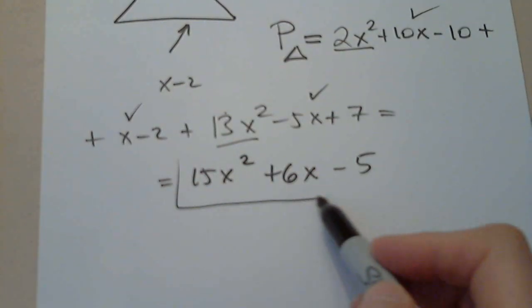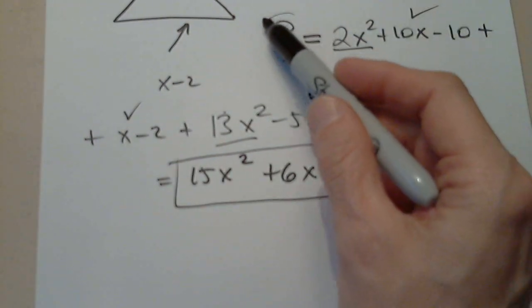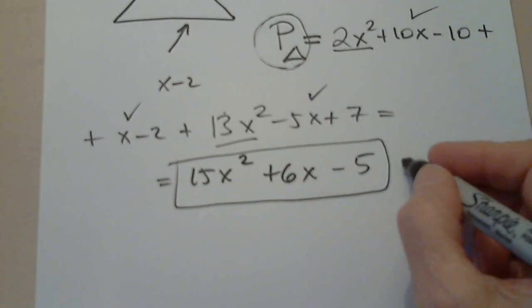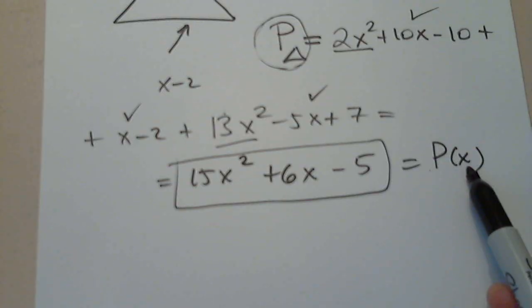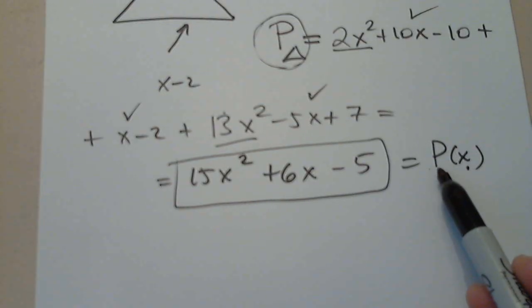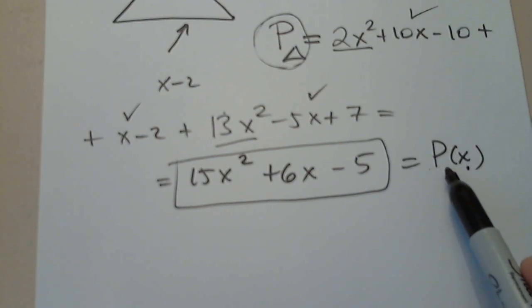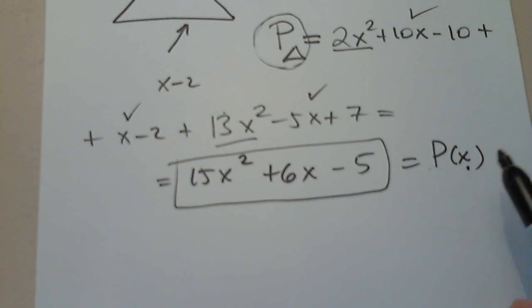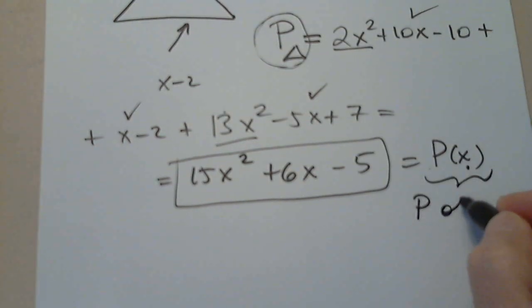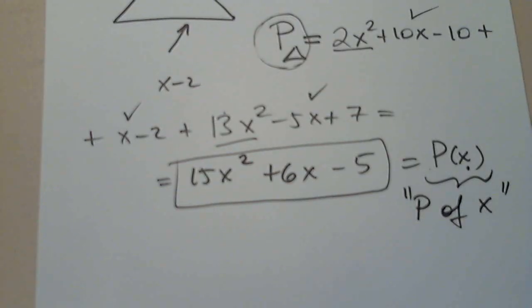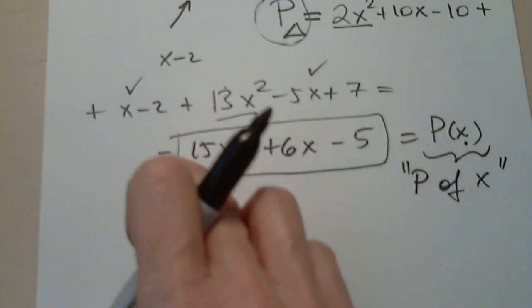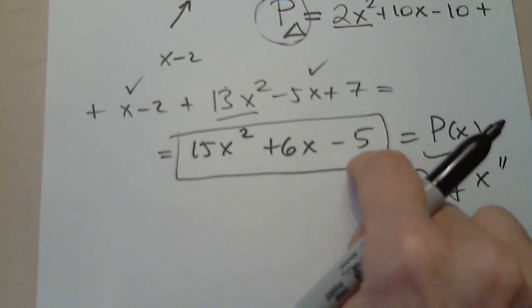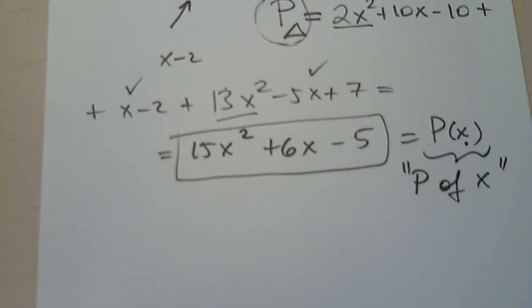I completely agree. This is the perimeter, if you want to call it P of x, that's fine. The perimeter function of x. So please do not read this again as P times parentheses x. No, this is P of x. F of a. T of v. So P is the name of this expression, and x is the variable that you should expect to see inside.